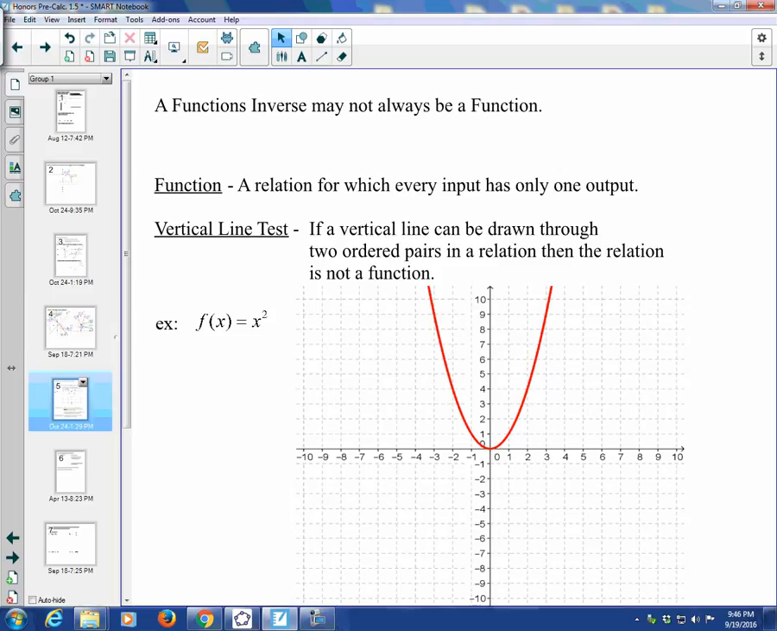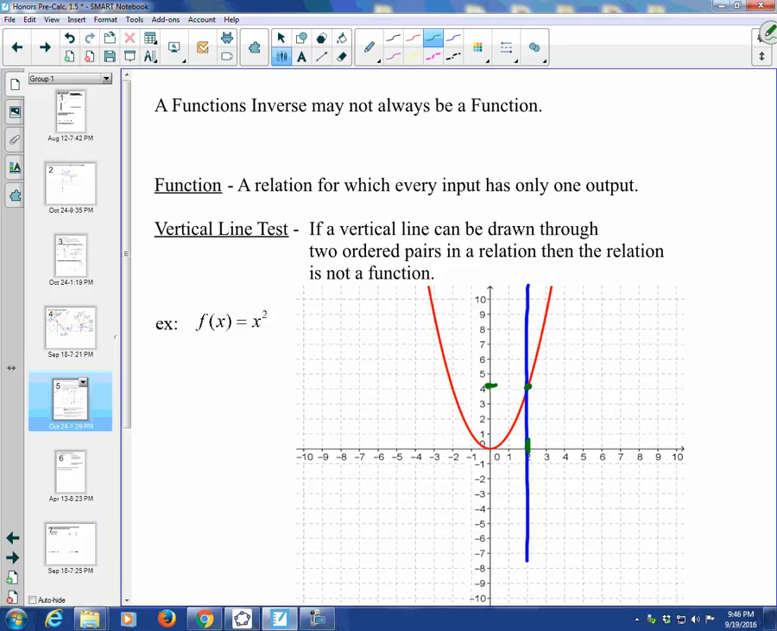We know a function is a relation for which every input has only one output. In general, we say that the vertical line test is a way for us to visualize this on the xy axis. If I take a vertical line and pass it over the graph of my function, what I should see is that vertical line crossing the function only once. That simplifies to one input giving only one output.